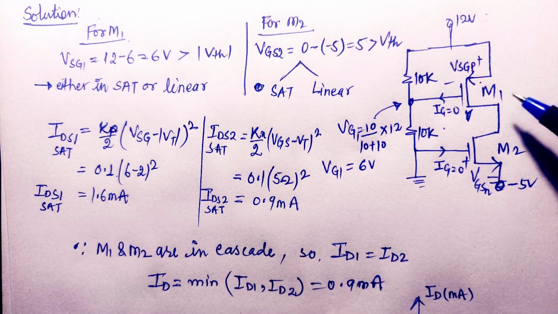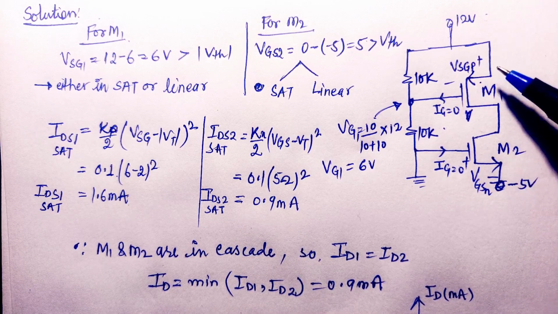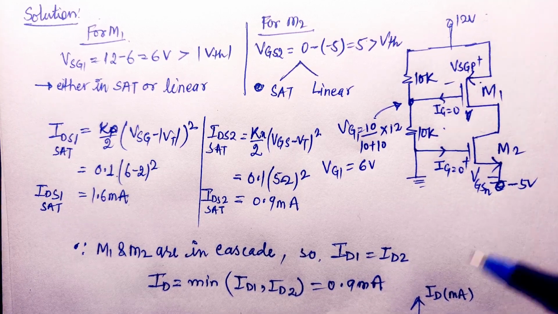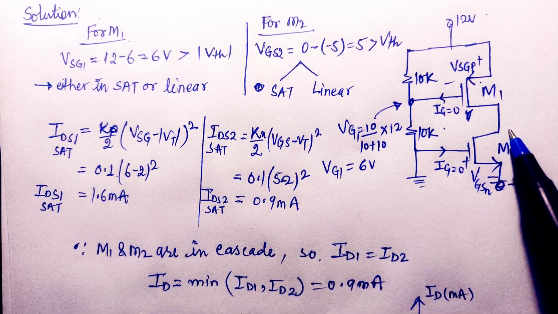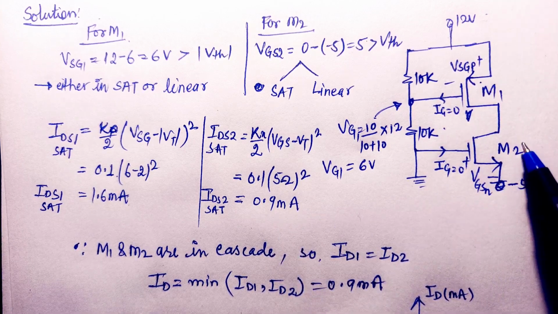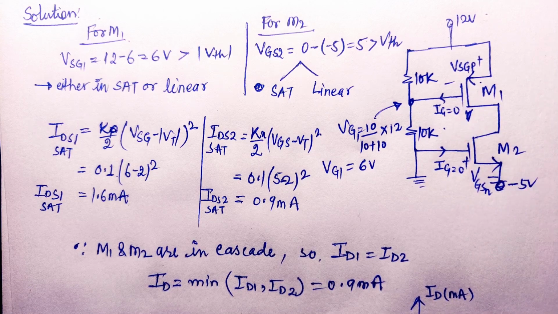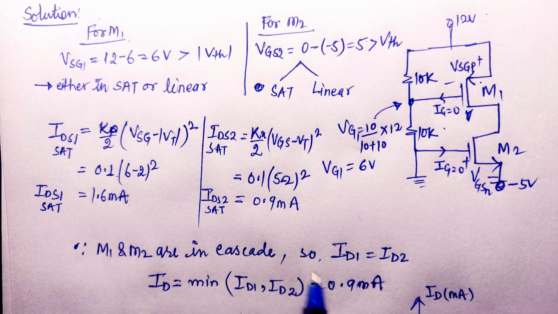As we can see that both transistors are in cascade form, so the same current will flow through these two transistors. This IDS current will be equal to this IDS current. Since 0.9 milliampere is the maximum current which can flow when M2 is in saturation region, maximum 0.9 milliampere current can flow in these cascaded transistors. The ID current, which is the current flowing through these two transistors, will be the minimum of ID1 and ID2. So 0.9 milliampere is the minimum between these two, so it will be equal to 0.9 milliampere.